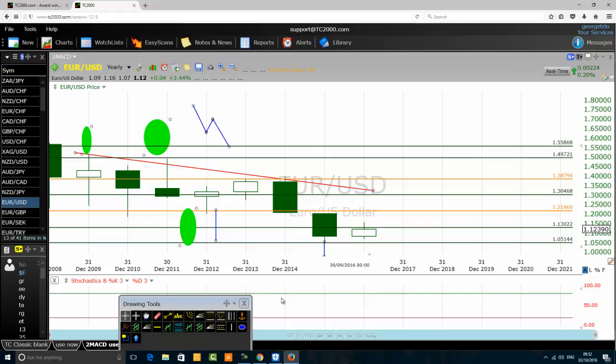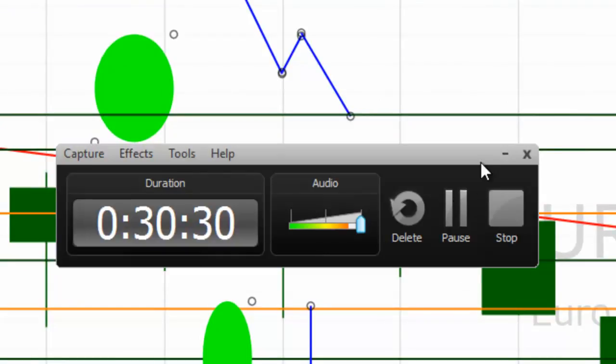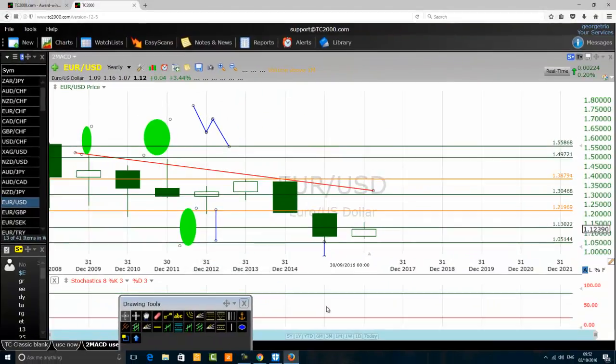Now, look at the euro dollar on the yearly chart. Let's see, I've been talking to you now for 30 minutes. We're going to wrap it up soon, traders. So here it is, you see, this is a bearish candle, yes or no? Very bearish. And then followed by another bearish.